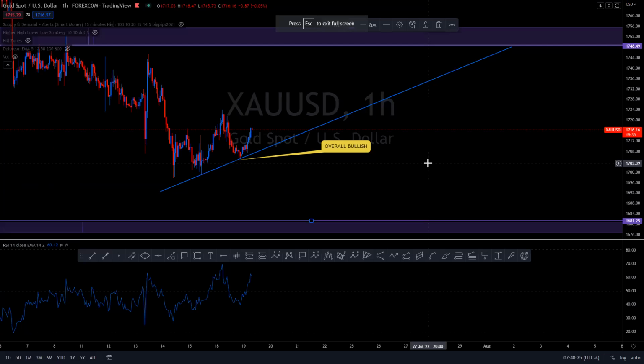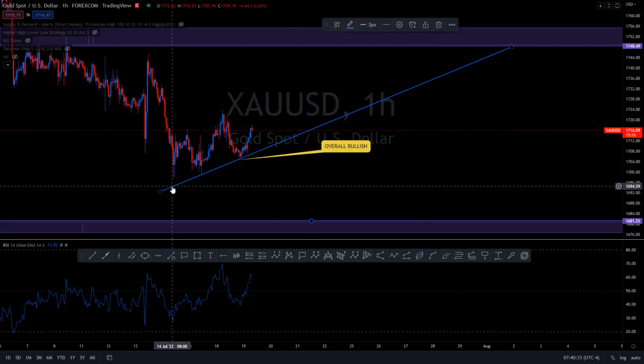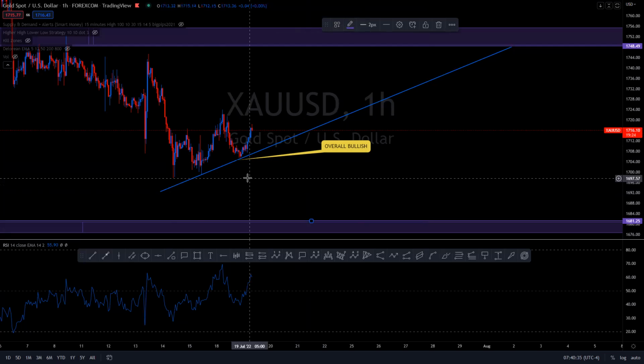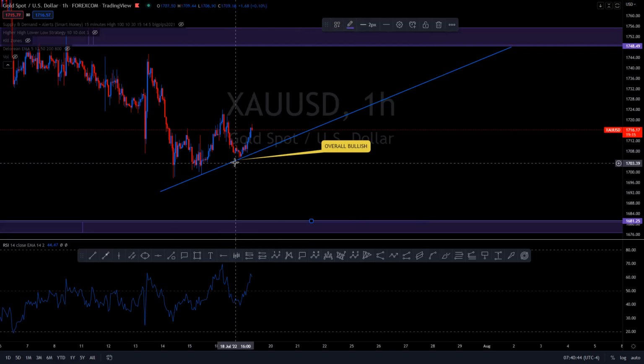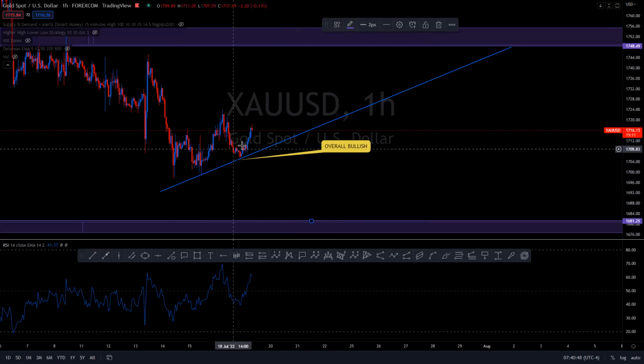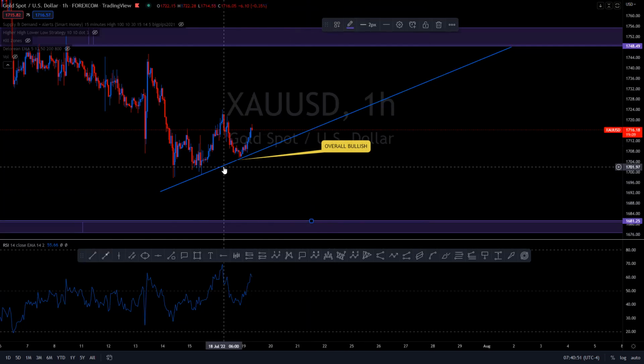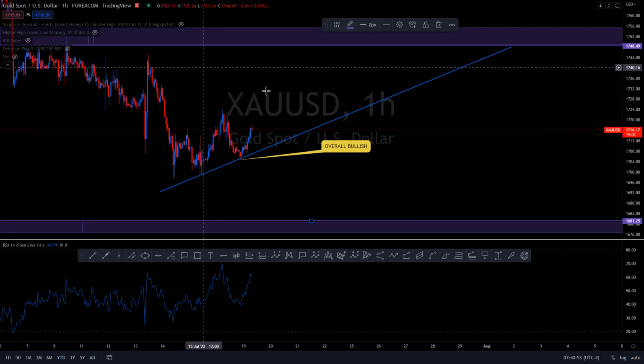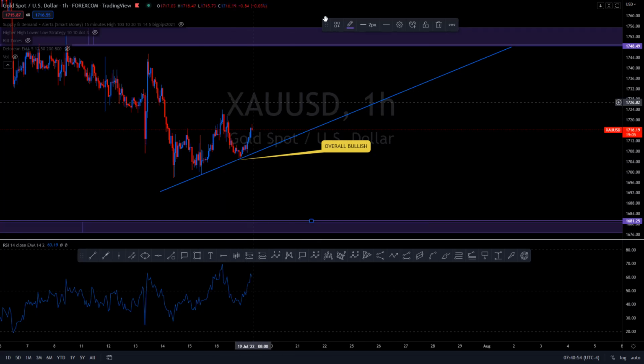So now, let's see here. Yeah, I would say that price is bullish at this point. But if it crosses a certain point down here, then we're bearish. But as a cross there, yes, I'll say we're overall bullish. So now it looks like that on the 1 hour.